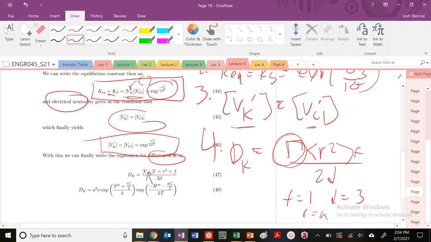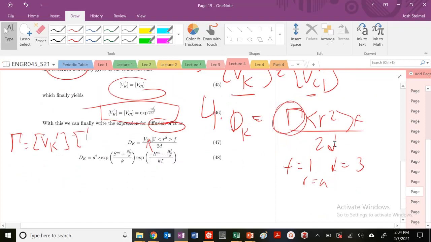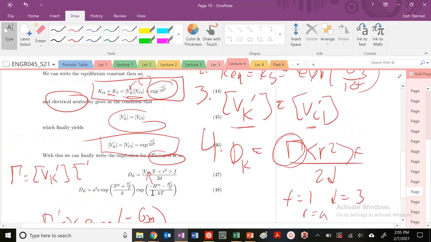Well, our hops are basically going to be proportional to the concentration of these defects right here times your tau prime. That's it. So we have an expression. So we know that this tau prime, for example, is going to be this nu times exponential minus g of migration divided by kT. So we can plug in for the rest of this expression, so we know that this is also equal to minus g formation of Schottky over 2kT.